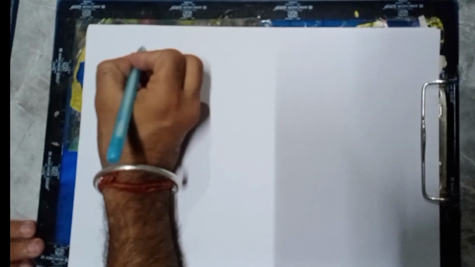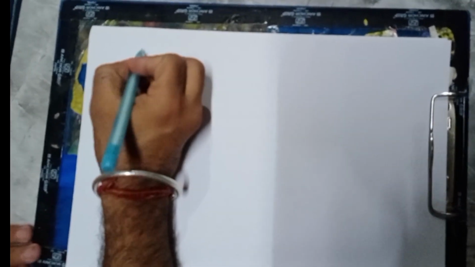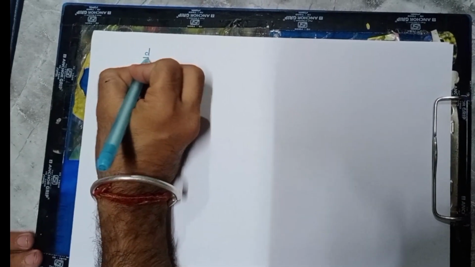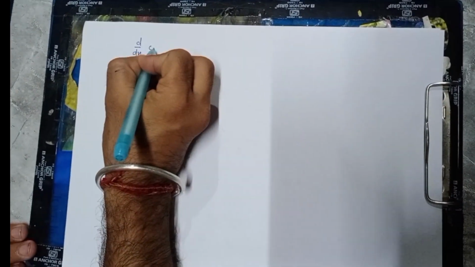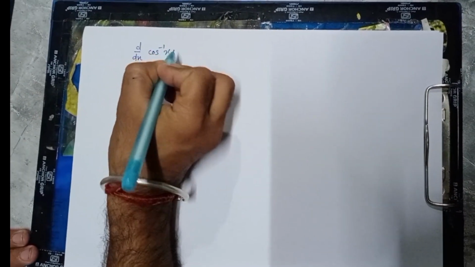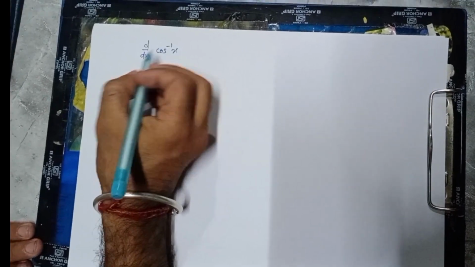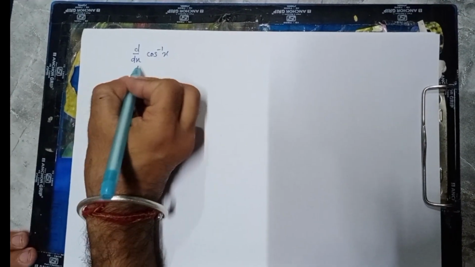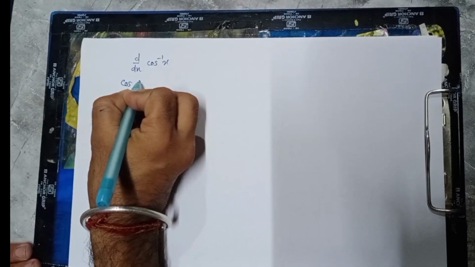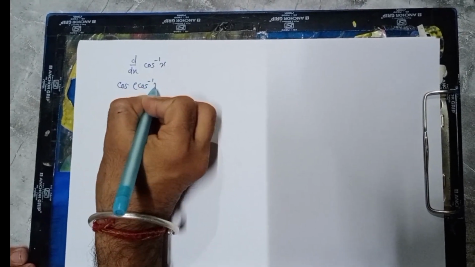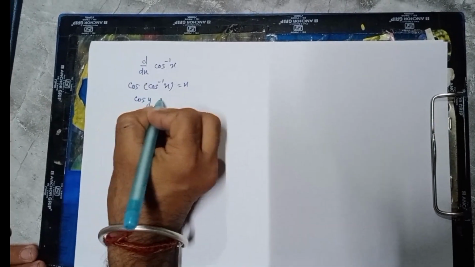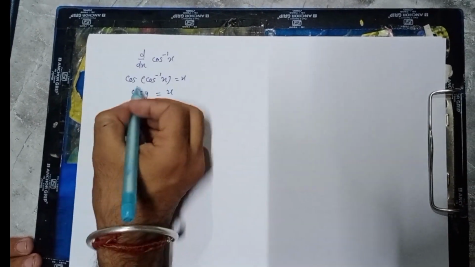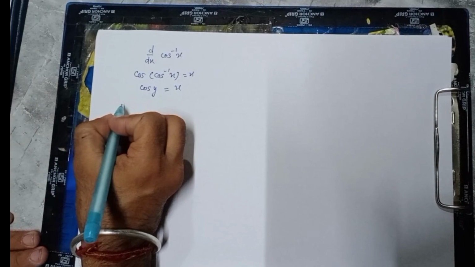Good evening, students. In this video, we'll learn how to differentiate cos inverse x. So d by dx of cos inverse x, the same process which we had done in the previous video. We'll take y equal to cos inverse x. Then cos y is equal to x. Keep this in mind, right?